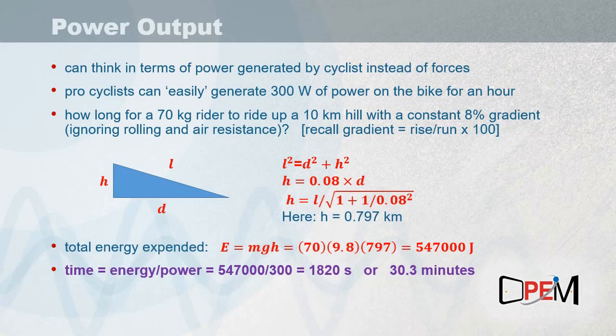And so for this example, putting in the L equals 10 kilometers term tells us that the height of this hill is 0.797 kilometers approximately, so a little bit less than 1 kilometer tall.